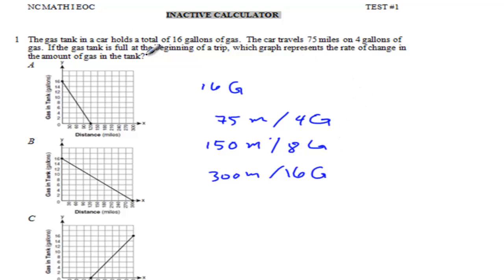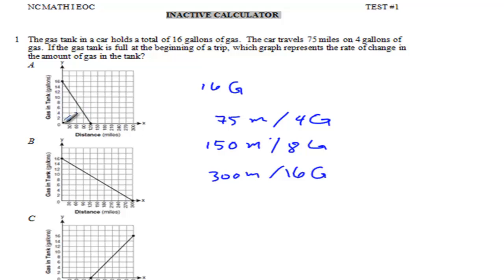If the gas tank is full at the beginning of the trip, which graph represents the rate of change in the amount of gas in the tank? Basically, you need to find which graph out of those 4 graphs will satisfy this condition. Let's read the first graph. The y-axis is the gas in the tank in gallons and the x-axis is the distance in miles.